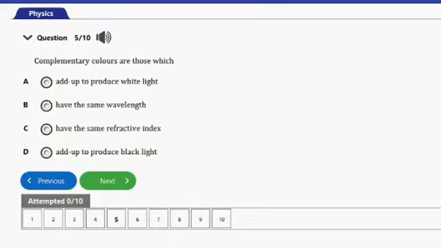It says, complementary colors are those which A. add up to produce white light, B. have the same wavelength, C. have the same refractive index, D. add up to produce black light. So guys, complementary colors add up to produce white light, and that's option A here. So let's go ahead and consider the next question.